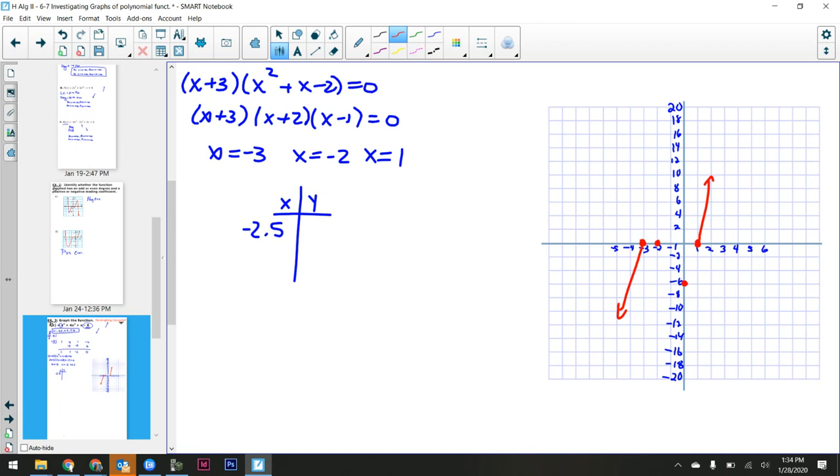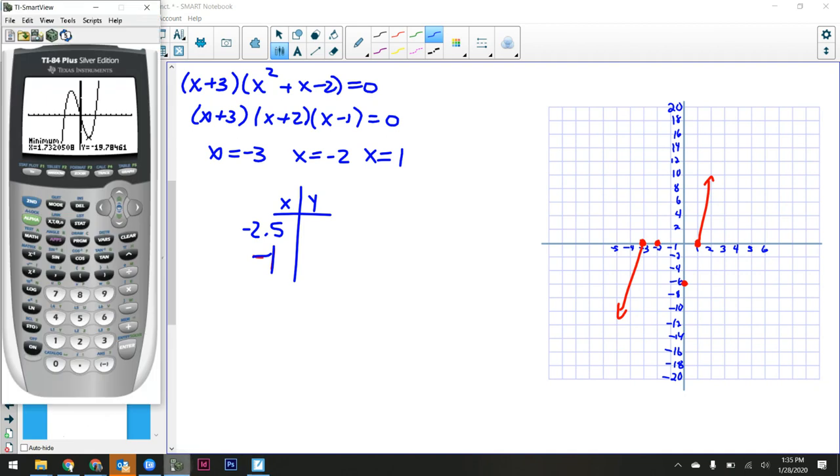So let's pick a different one other than -6 to figure out what's going on in between there. Maybe -1. So let's pick it and see what happens. Let's plug it in. There we go. I plug in -2.5, I get 0.875.